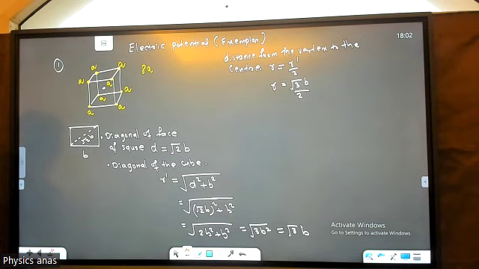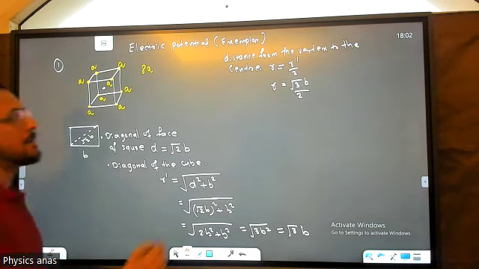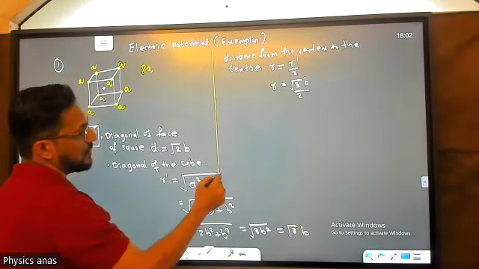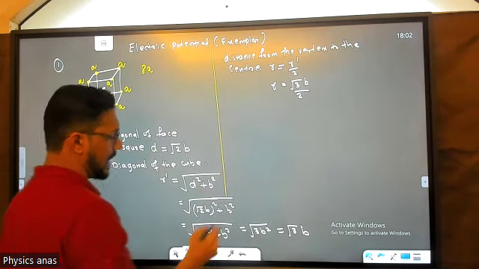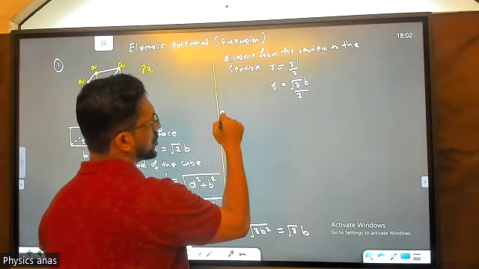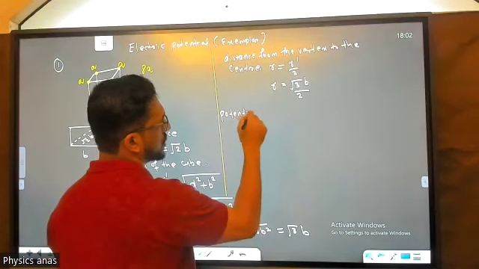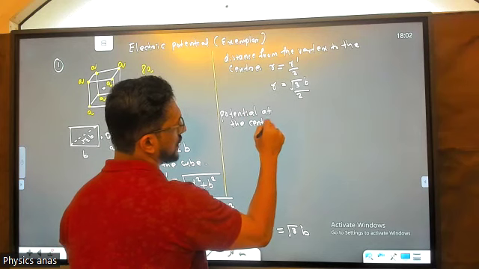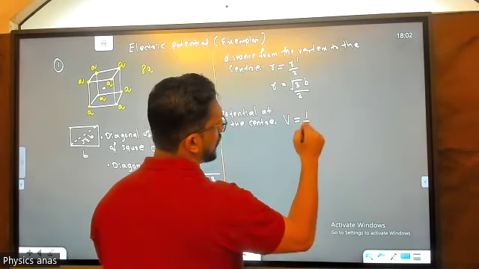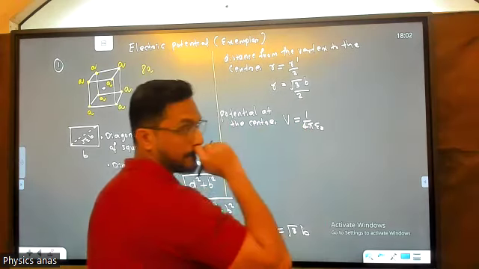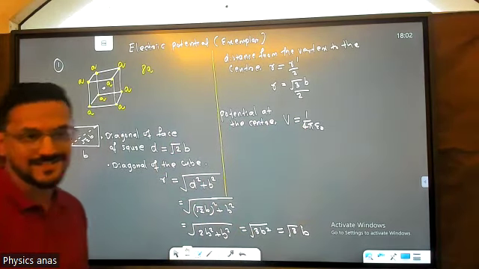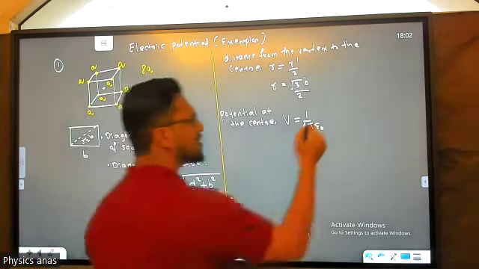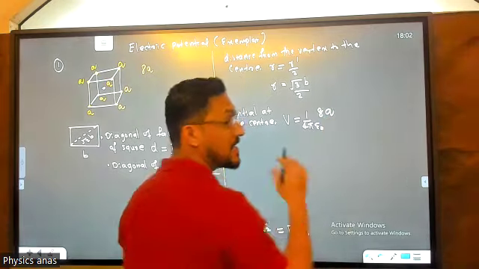You have R now. What will be the value of potential? Potential at the center. I will write potential at the center. V is equal to 1 by 4 pi epsilon naught, charge by distance. How many charges are there? 8 charges are there. So 8 into Q.